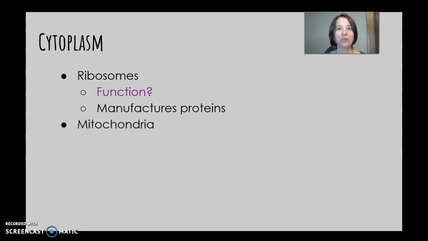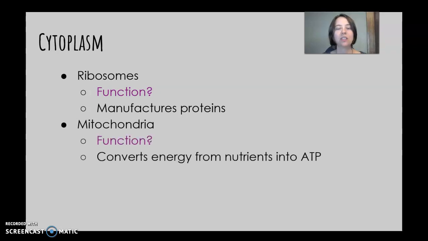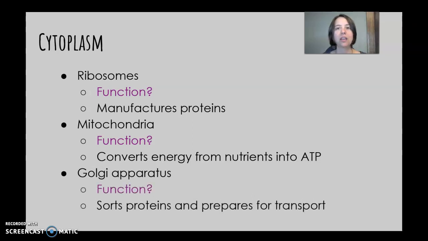Also, the mitochondria, what is the function? If you said it converts energy from nutrients into ATP, you're good to go. Otherwise, write it down. The Golgi apparatus, what's its function? If you said that it sorts proteins and then prepares them for transport, you would be correct.